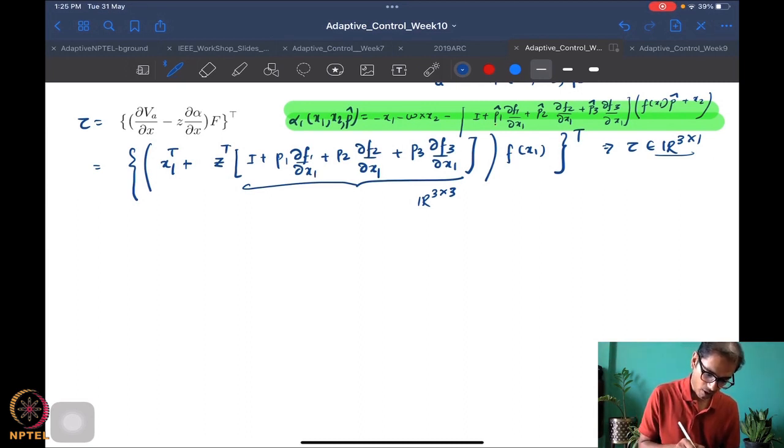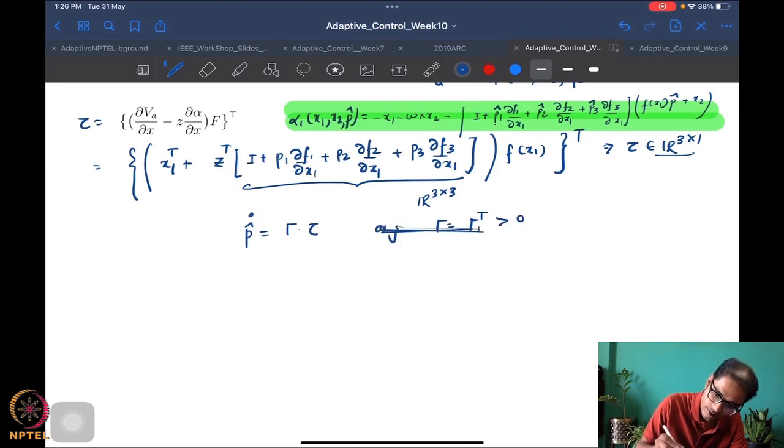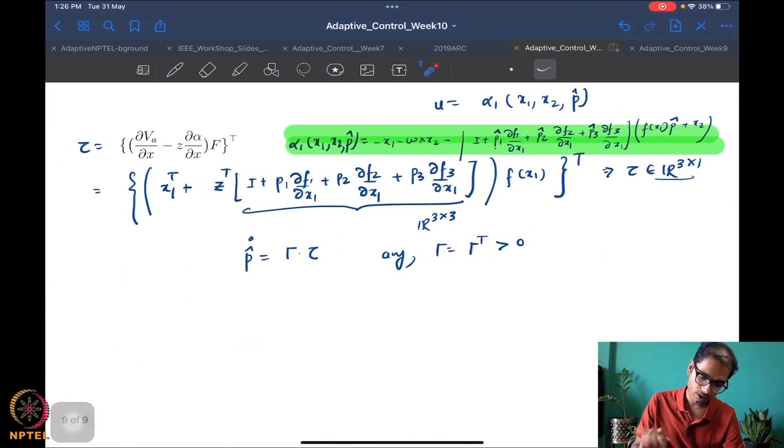So my update law will be p hat dot equal to the gamma matrix times the tau. Gamma is just a symmetric positive definite matrix, so gamma can be anything in this case. Any gamma is okay, because if you remember, the gamma actually came from this expression, and here because del Va del p is 0, any gamma would be completely okay. Alright, so this is what would be your update law.